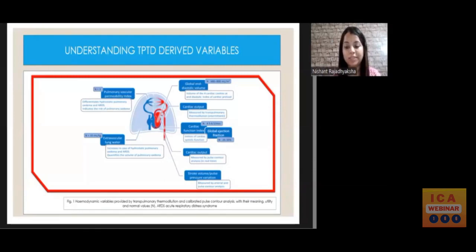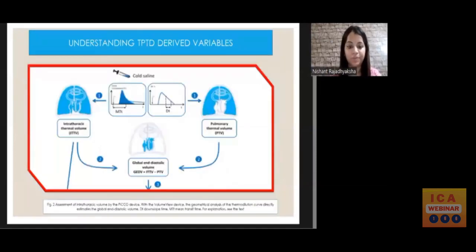We also get two indices which actually measure cardiac systolic function. Just please notice the terms. I have not said LV systolic function. It is cardiac function index. I'll discuss this in detail later. Other is global ejection fraction. These two important indices come out from transpulmonary thermodilution technique. Parameters which can be derived after thermodilution technique also include extravascular lung water. It helps us to calculate the amount of water in the lungs.